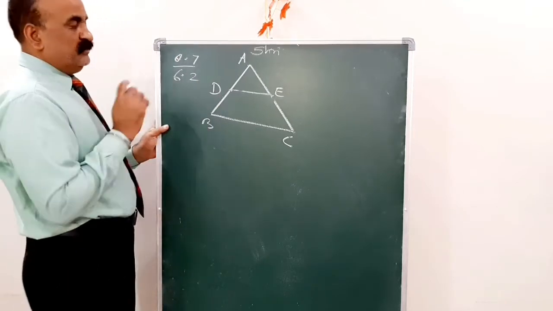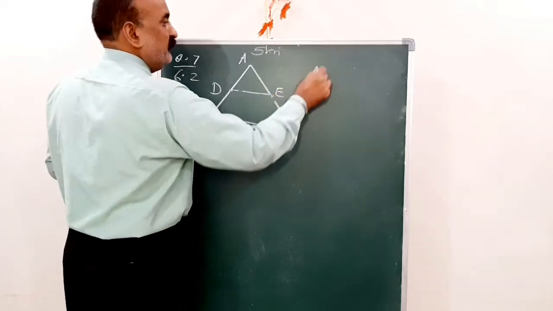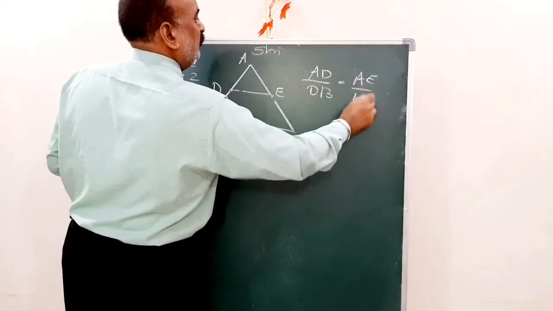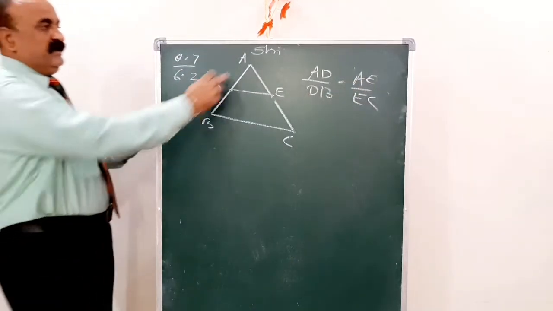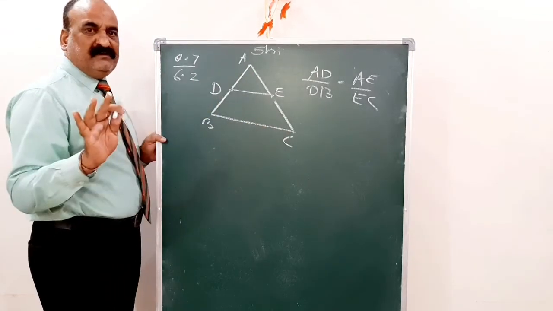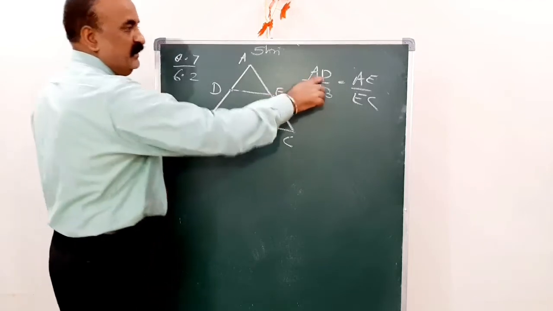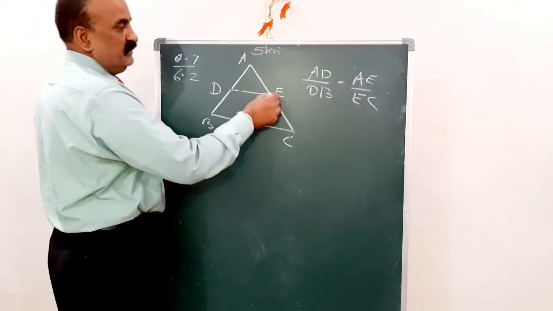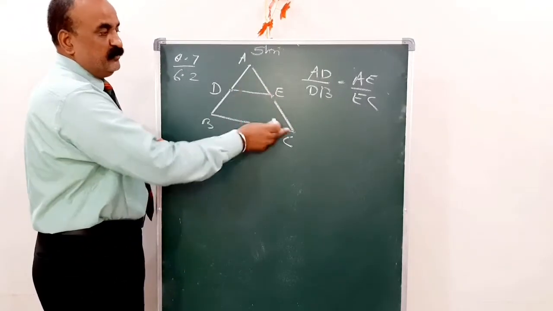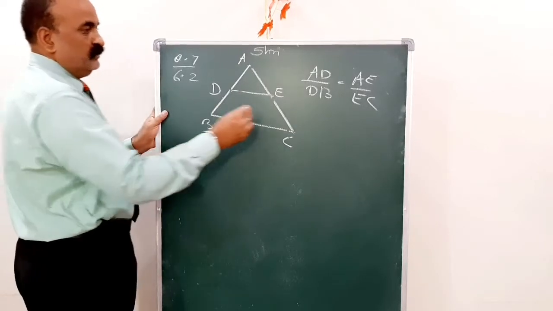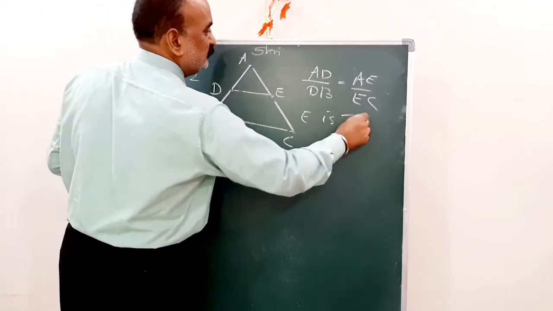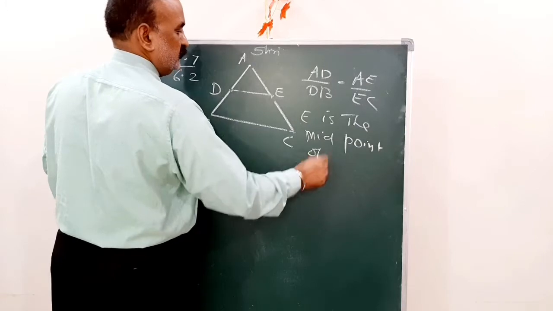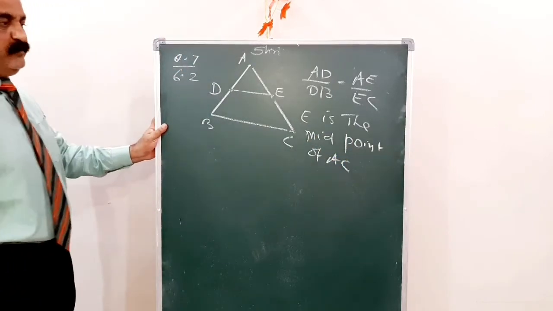Let us see. By Thales theorem, what do you know? AD upon DB is equal to AE upon EC. This is known by the Thales theorem. But what you have to show? You have to show that E is the midpoint of AC. Let us see how.